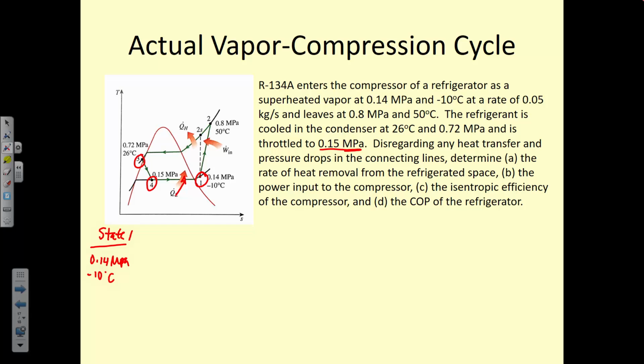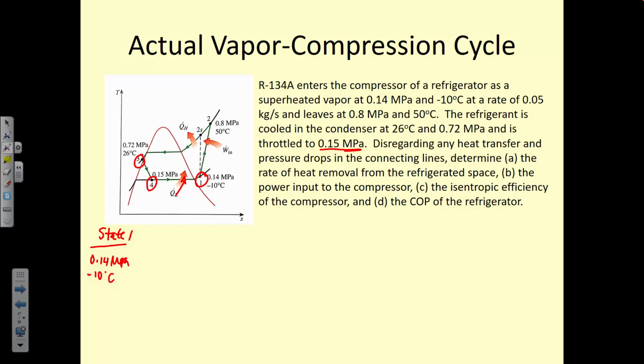I have a question, how is it superheated if it's negative 10 degrees Celsius? Because it's a refrigerant. Because that's why we use refrigerants. They have different boiling and freezing points than water. So it can be negative 10 degrees Celsius but be a vapor. Yeah. Okay, so it's superheated vapor, table A13 for R134A.